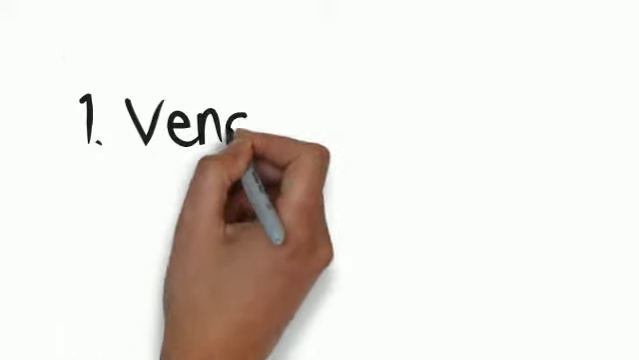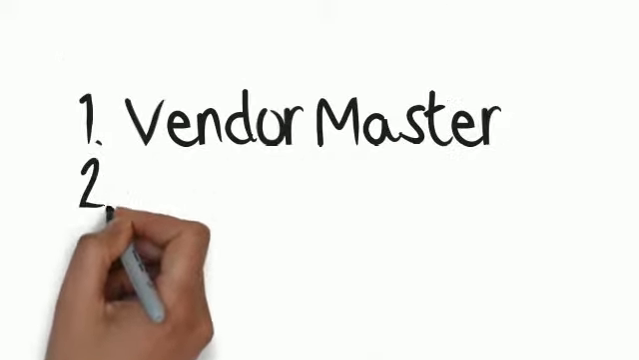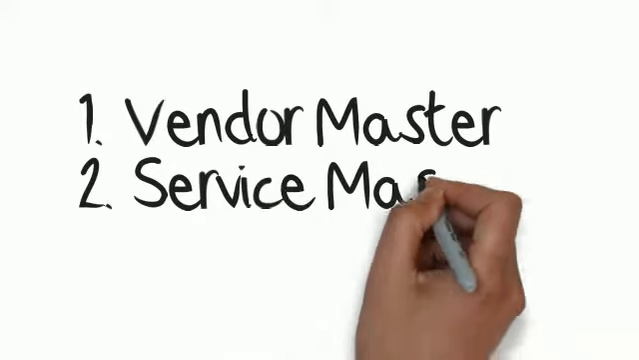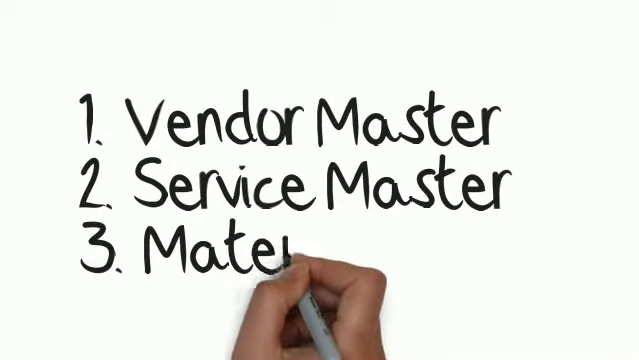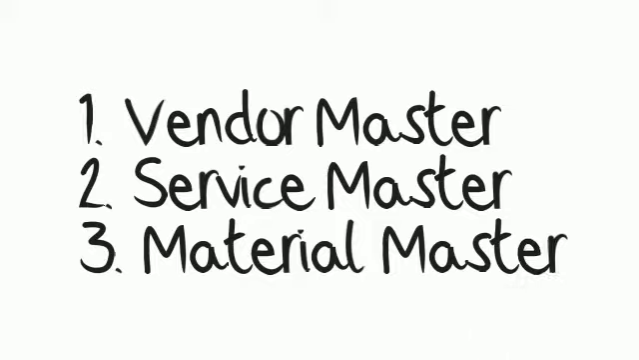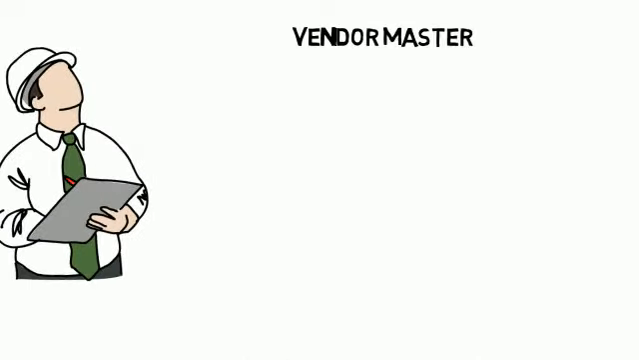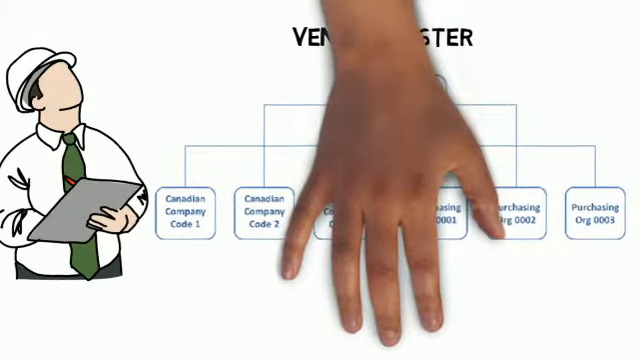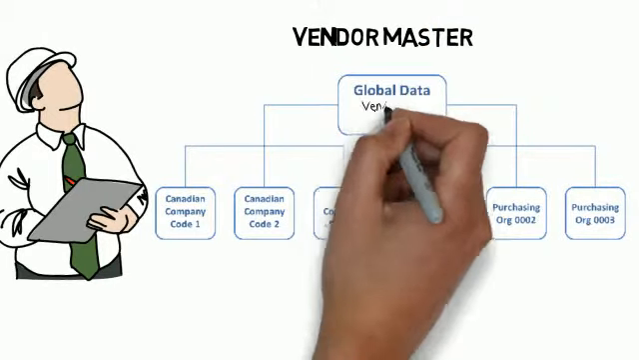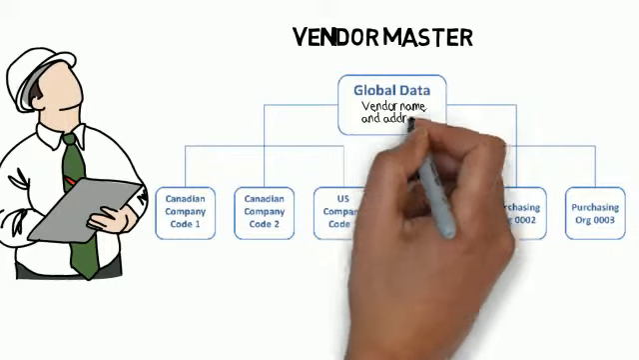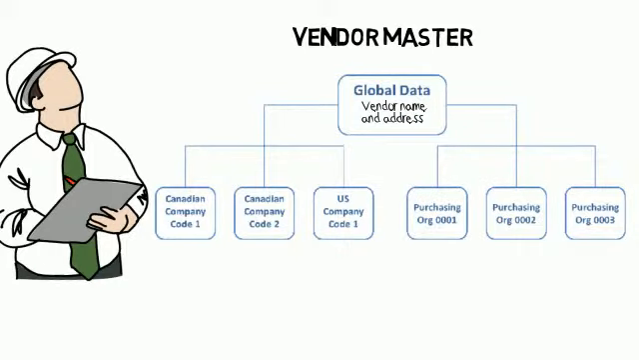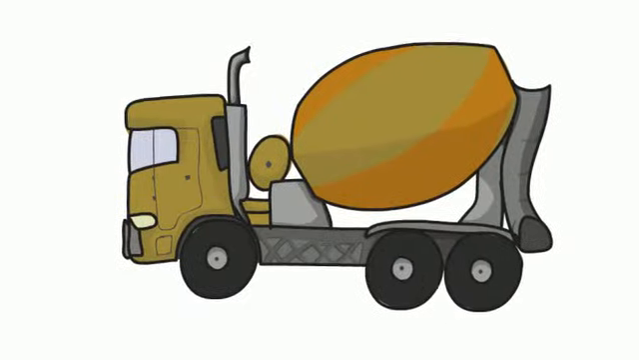There are 3 types of SAP master data that are used in the P2P process: vendor masters, service masters, and material masters. The vendor master contains some data at a global level that is used across TransCanada, for example, the vendor name and address. The vendor master can also contain information specific to each company code and purchasing organization.